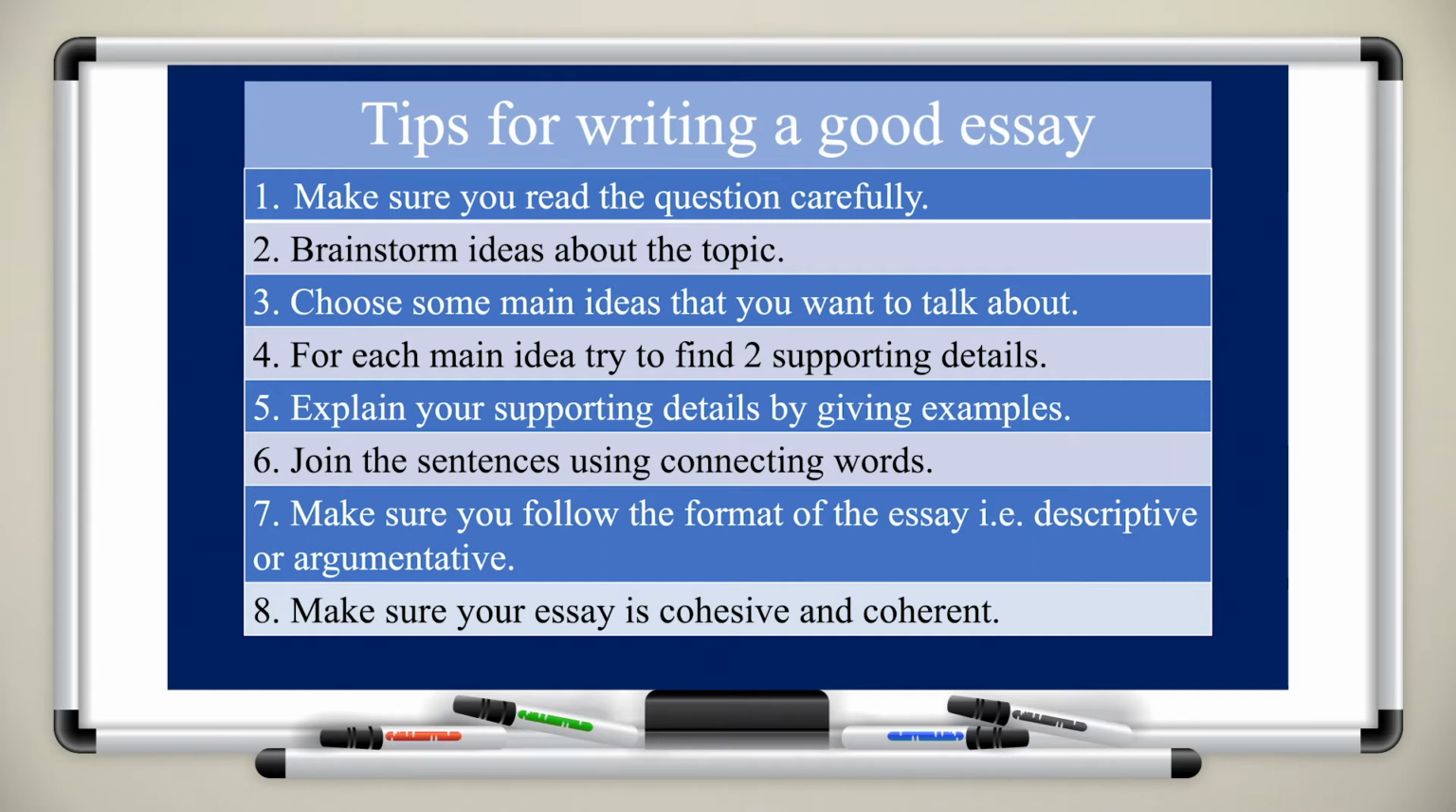Number 2, brainstorm ideas about the topic. I want you to think and to write every possible idea that you have in your mind and to put them in groups. Number 3, now after putting them in groups, I want you to choose the main ideas that you want to talk about. So I divided them into categories or groups, and now I'm going to choose the main ideas that I'm going to use. Next, for each main idea that I just classified, I need 2 supporting details to help me and to support my argument or to support my explanation.